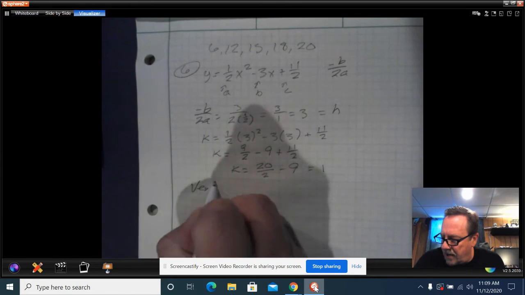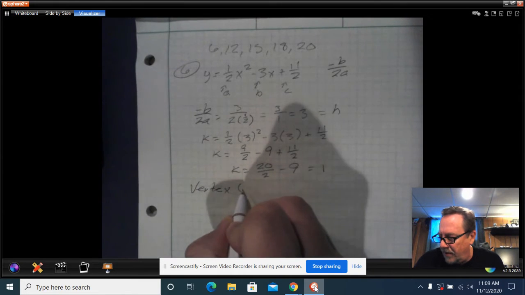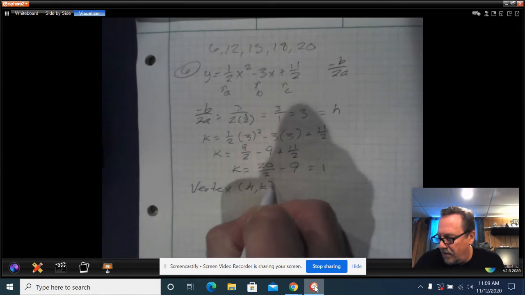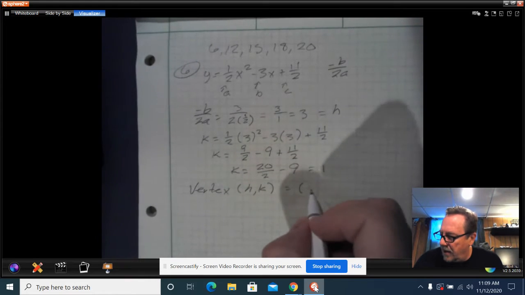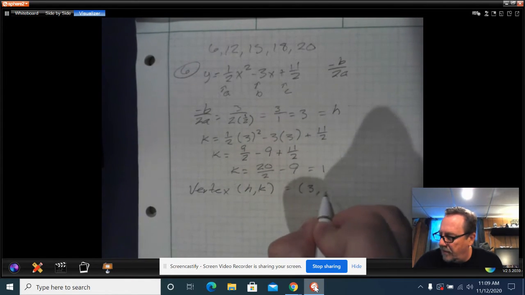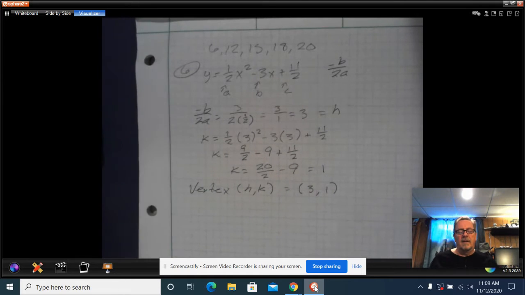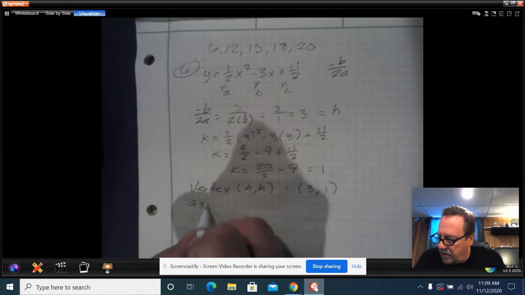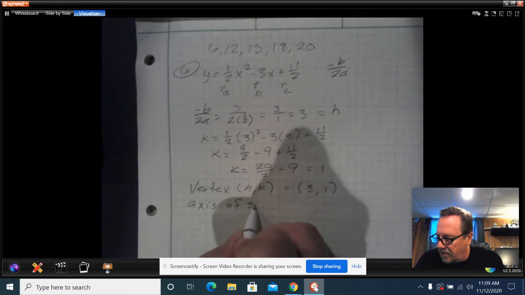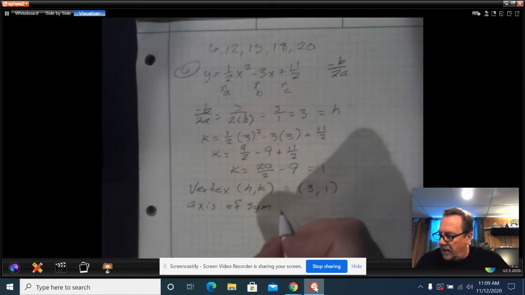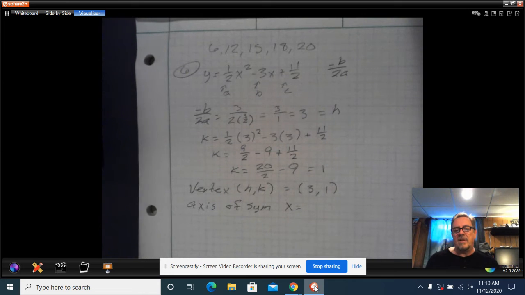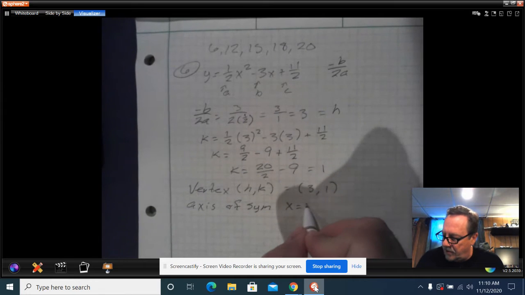And so we know the vertex, I'll write it down here. The vertex, which is always at (h, k), is going to be (3, 1), because our h was 3 and our k was 1. So the vertex is at (3, 1). Now, the axis of symmetry is always going to be an equation that's x equals some number, and it's always going to be x equals h. And in this case, our h is 3, so the axis of symmetry is x equals 3.